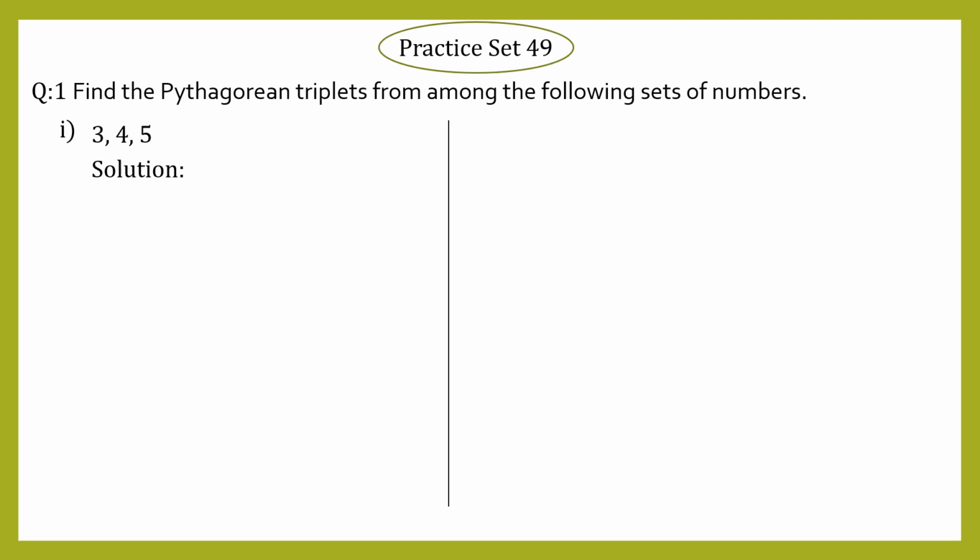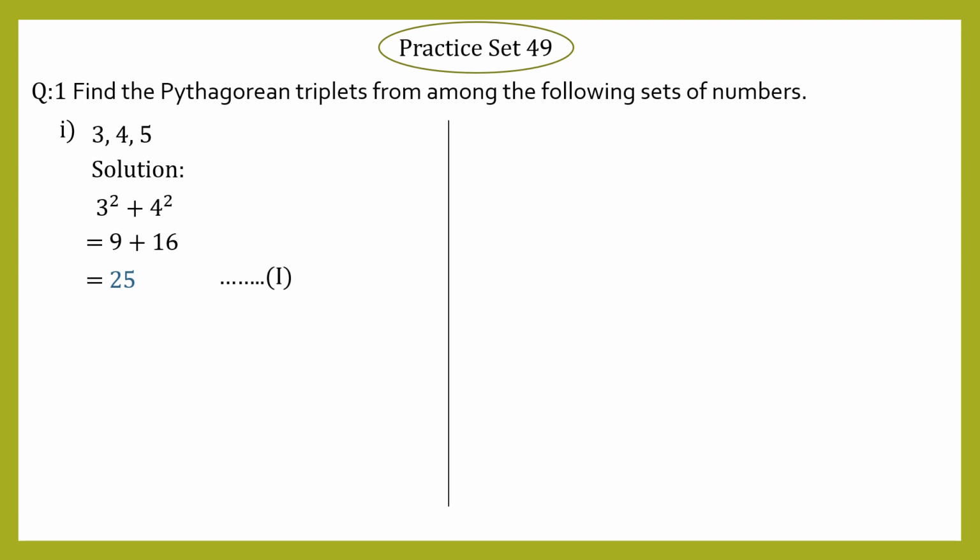Now, the property of Pythagoras theorem says side 1 square plus side 2 square is equal to hypotenuse square. Now, let's take up the square of the two smaller numbers, that is 3 square plus 4 square. Now 3 square is 9. 4 square is 16. So 9 plus 16 is equal to 25. So the sum of squares of the two smaller numbers we put as equation number 1.